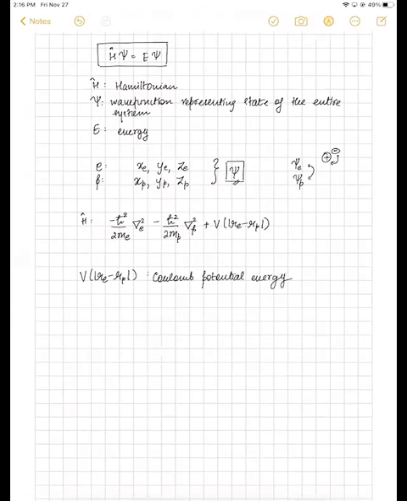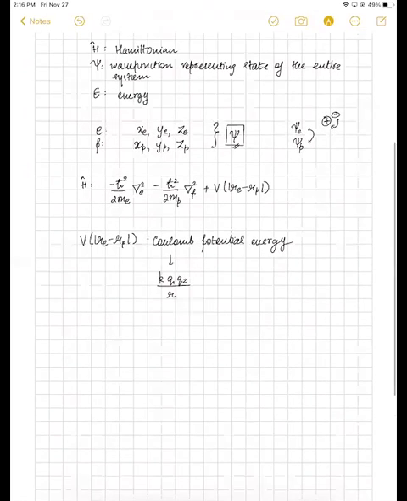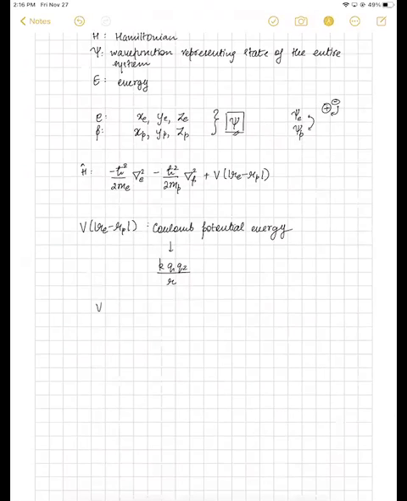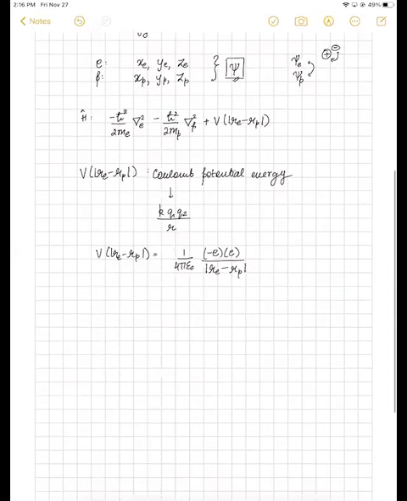From electrostatic attraction, and we know that this takes the form of K Q1 Q2 over R, right? So our potential then becomes 1 by 4 pi epsilon naught, which is K. Q1 for electron is minus e, for proton is plus e, upon R, which is the distance between the electron and the proton. So this is our Coulomb potential energy.